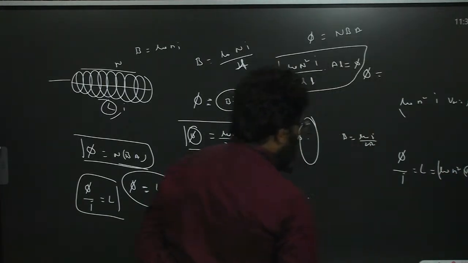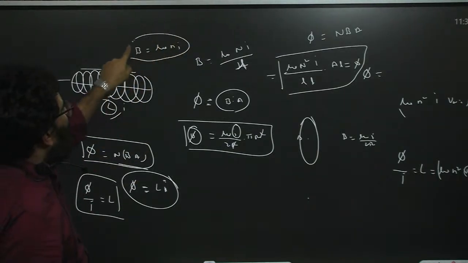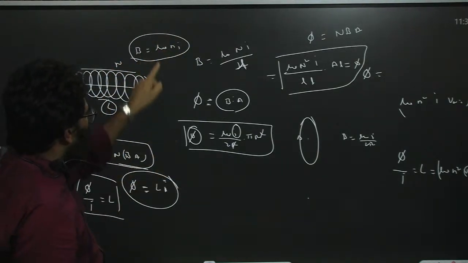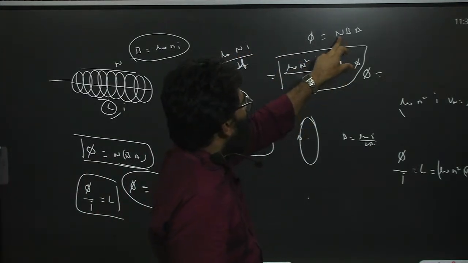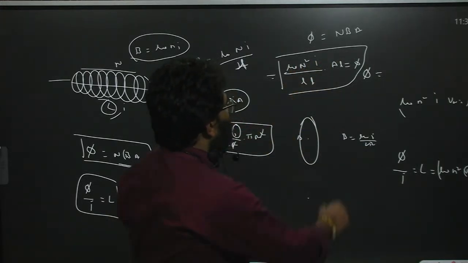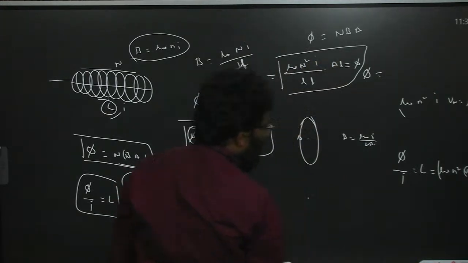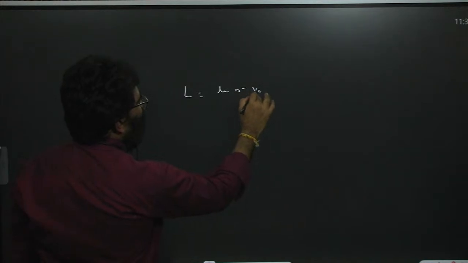So what is the self-inductance of the solenoid? Current is flowing. Magnetic field at center is mu naught N i. Due to that, the flux we are finding is N into B into A, so mu naught N square I by L into L, you substitute. What we are getting is self-inductance is equal to mu naught N square into volume.